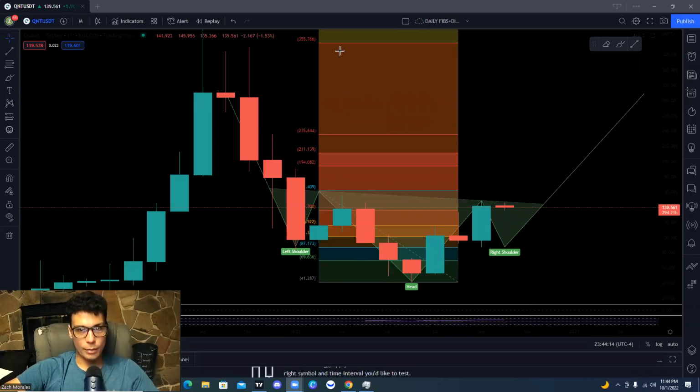All right, looking at the monthly chart for ticker symbol QNT, this is Quant, okay? Couple things we need to do. This is looking very, very bullish. We have a nice inverse head and shoulders pattern forming.